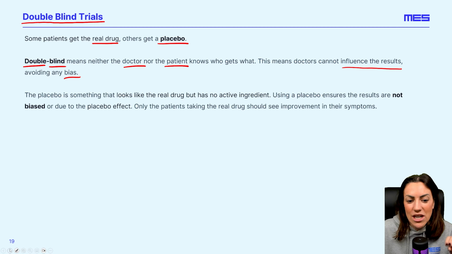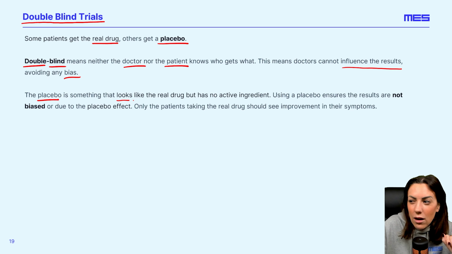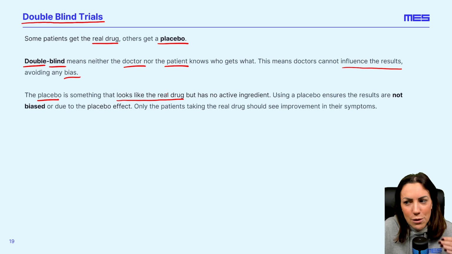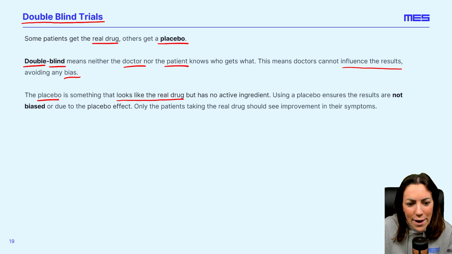And remember, half the patients are getting the placebo, but they don't know they're getting the placebo. The placebo has got to be something that looks like the real drug, so they don't know whether they're getting the real drug or the placebo. So if the real drug is a small white pill, the placebo would be a small white pill. If the real drug is an injection of what looks like a clear liquid, then the placebo would be an injection of what looks like a clear liquid, like saline solution or something. So it looks like the real drug, but it is not the real drug. It has no active ingredient.